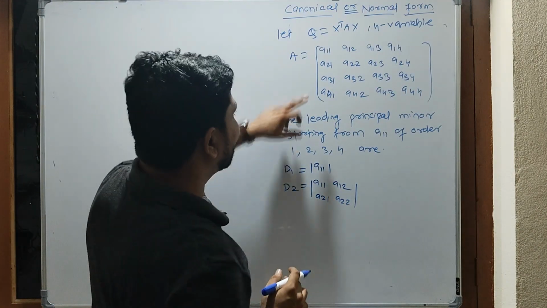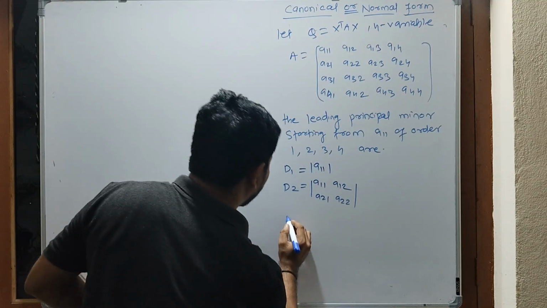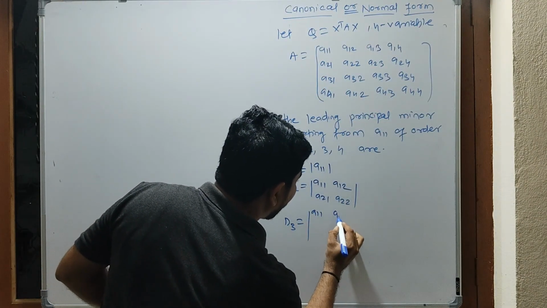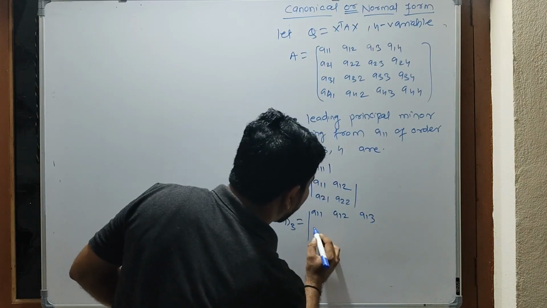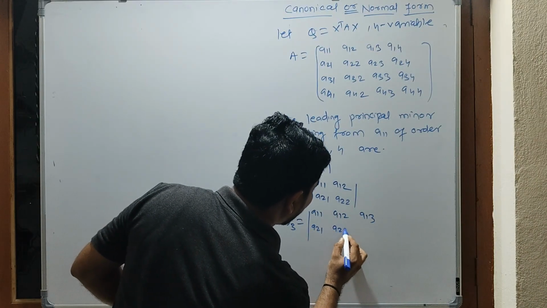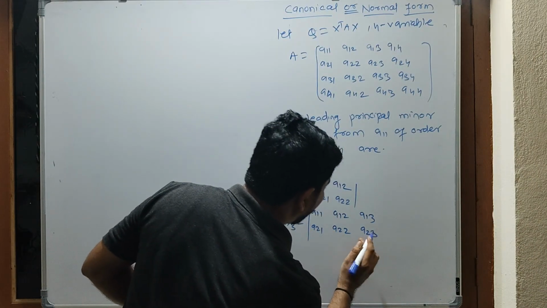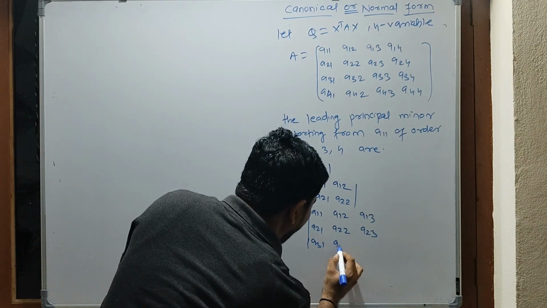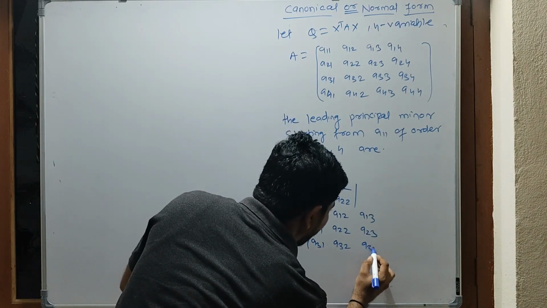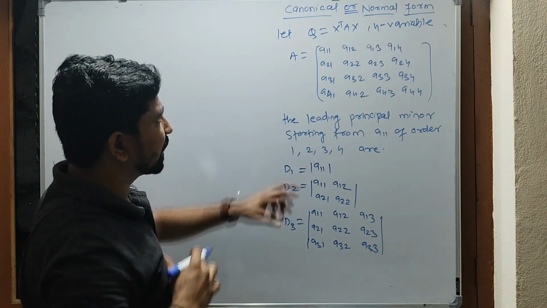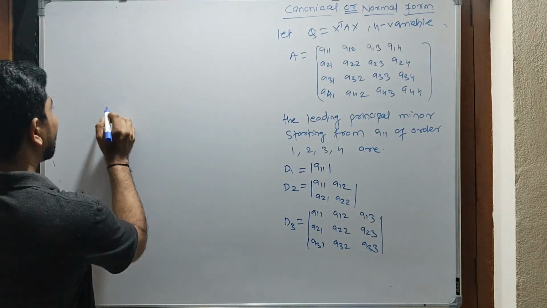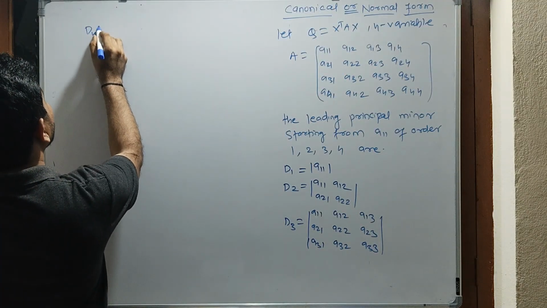So here start with A11 of order 3, that is D3. So here A11, A12, A13, A21, A22, A23, A31, A32, A33. Now start with A11 of order 4, which I will write here as D4.